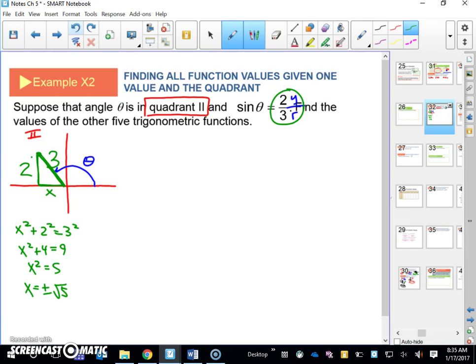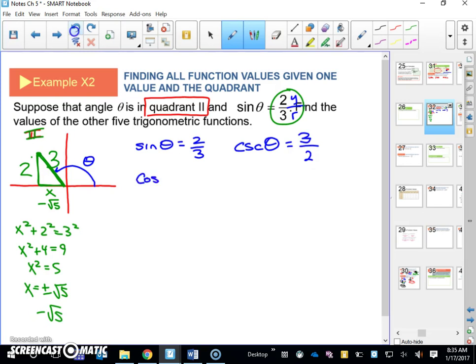But here's how I'm going to handle that. Since we're in quadrant 2, that x value is going to be the negative value. We know x's are negative in the second quadrant, and so I'm going to pick the negative version of that root. That's my x. So if I had x and y and r, I should be able to come up with all 6 trig functions. Well, I've already got sine theta. Sine theta equals 2/3. You could have done cosecant theta without doing anything. We know cosecant is the reciprocal of sine, so cosecant theta is going to be 3/2. Good.